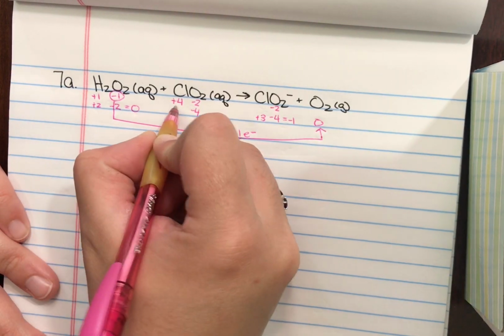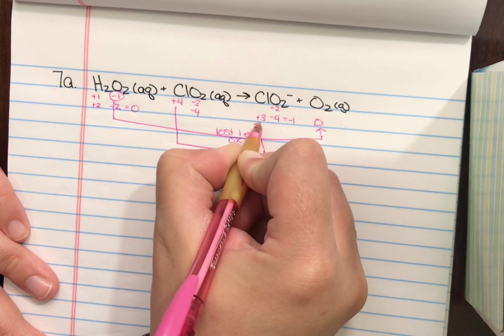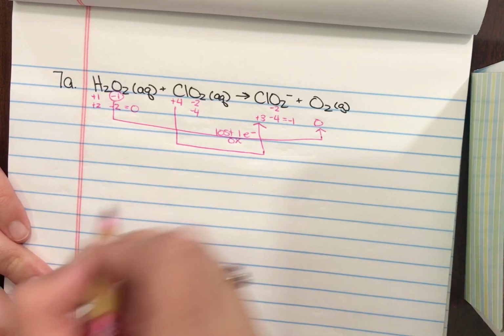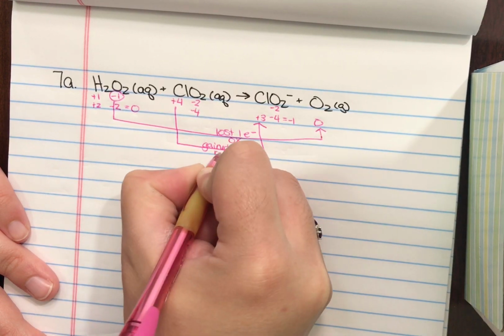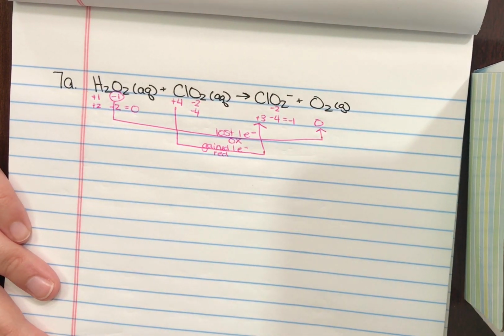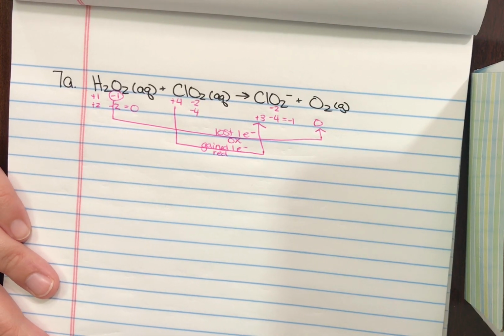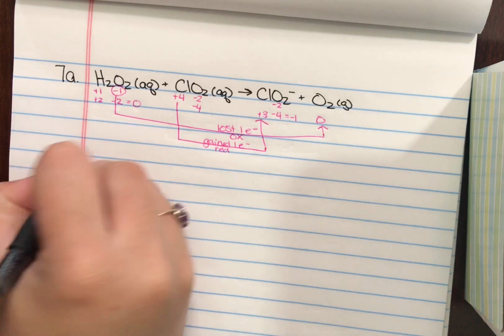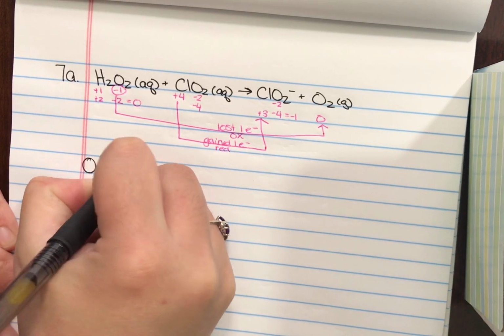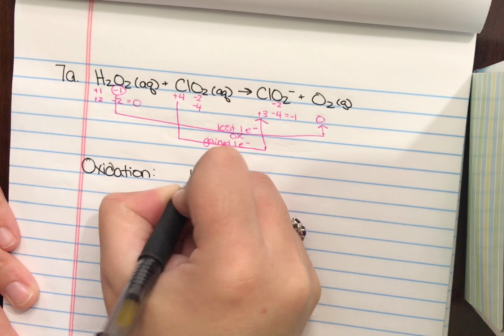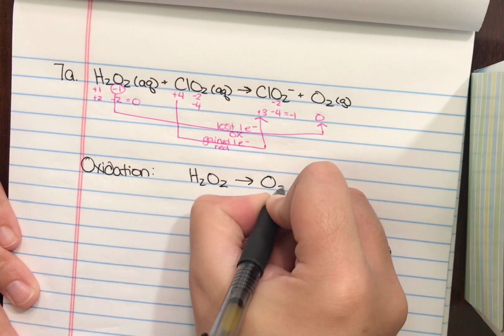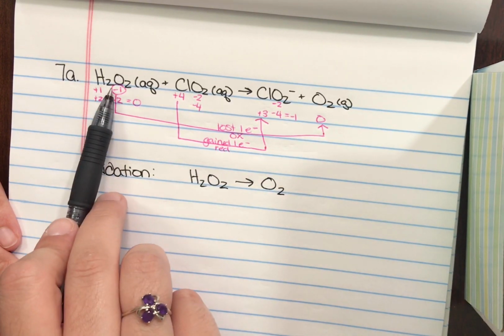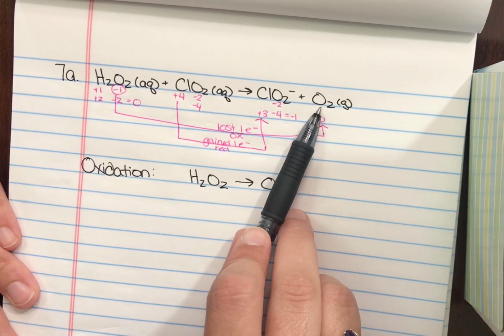Our chlorine went from a +4 to a +3. So it gained, right, 1 electron. So it was reduced. So we did step 1, assigning what was oxidized, what was reduced, so we can write our half reactions. So our oxidation is going to be, right, our H2O2 is going to yield O2, right? H2O2, we said, was oxidized to give us O2.